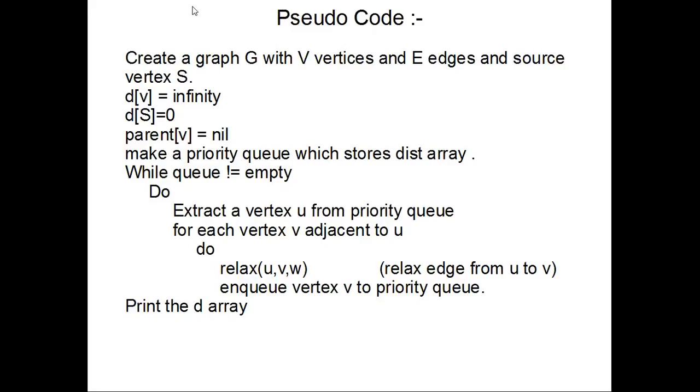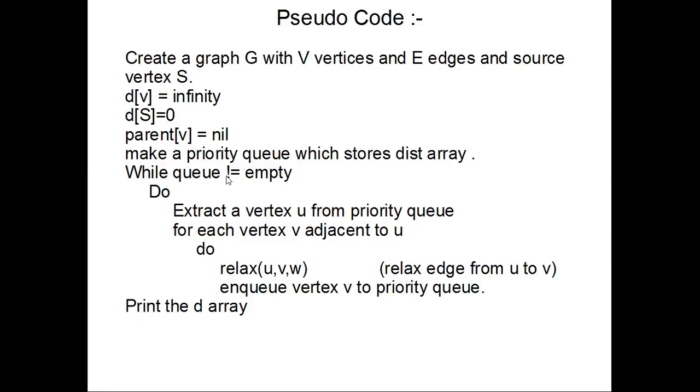Now let us see the pseudocode of our algorithm. First we will create a graph G with v vertices and e edges and source vertex s. Then this is the initialization part, which I have already discussed earlier. Then we will make a priority queue which stores distance array in sorted manner and which always extracts the vertex which has shortest distance from source in order of log v.